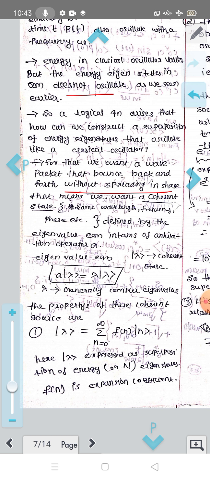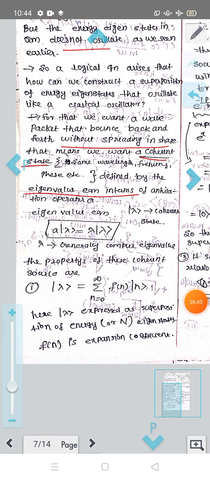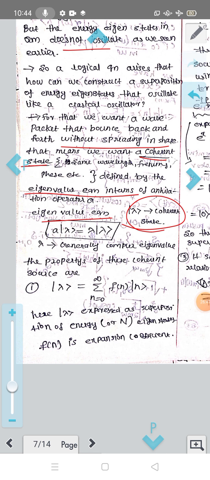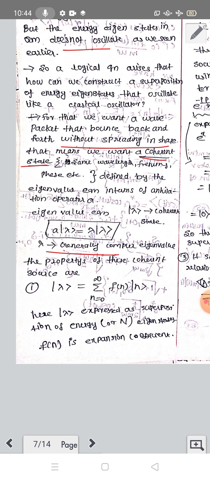That means we want a coherent state. Coherent state means what? With the same wavelength, frequency, phase, etc., defined by the eigenvalue equation in terms of the annihilation operator a. So the eigenvalue equation, where ket lambda is the coherent state, is a ket lambda equal to lambda ket lambda, where lambda is generally a complex eigenvalue.